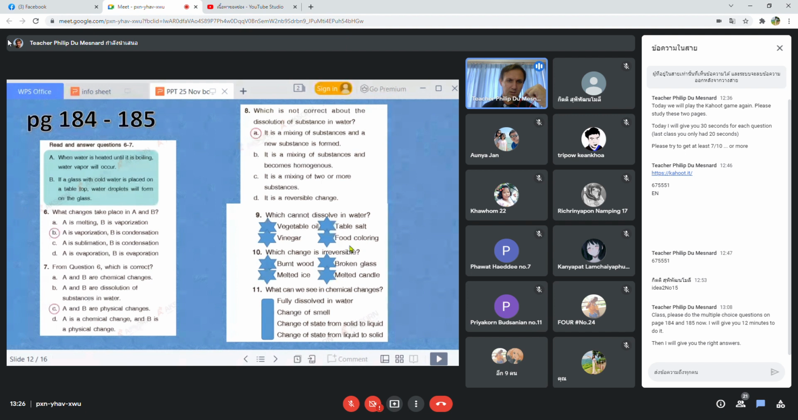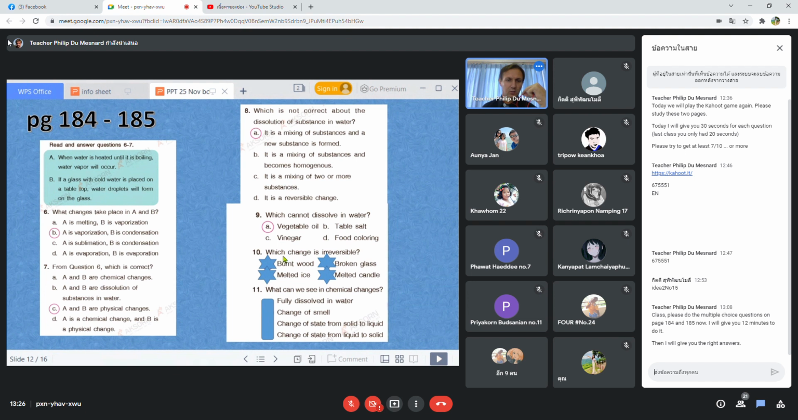Okay, question 9. Which one cannot dissolve in water? Vegetable oil, table salt, vinegar, or food coloring? Which one cannot dissolve in water? I think A. I also think A. Yeah, it's oil. Very good. Oil cannot dissolve in water.